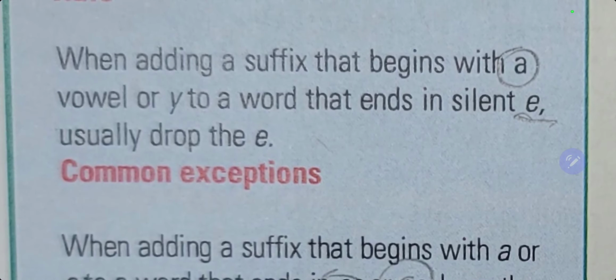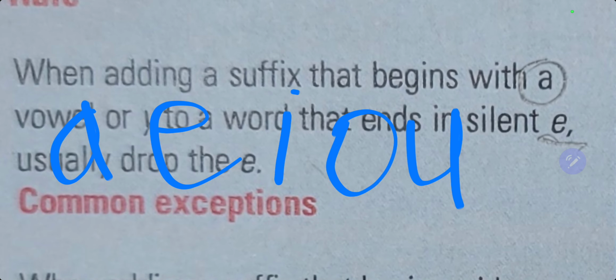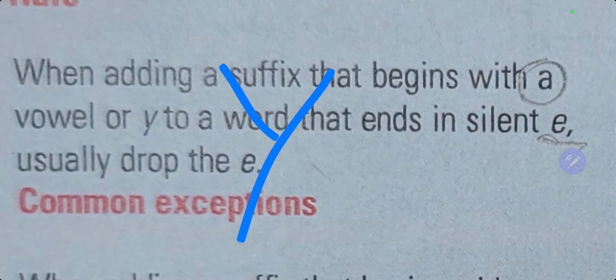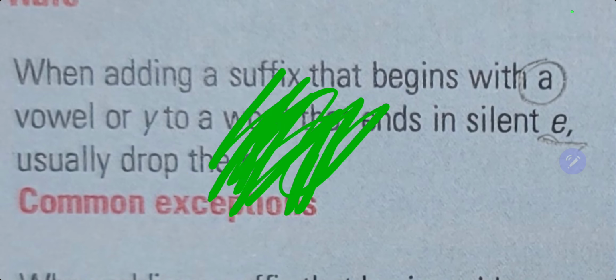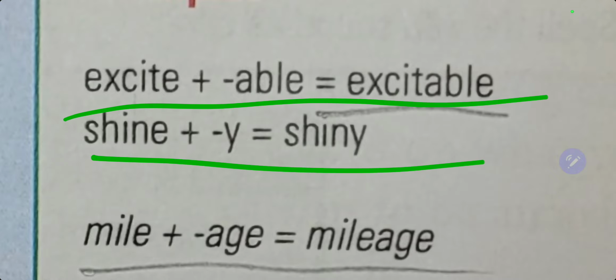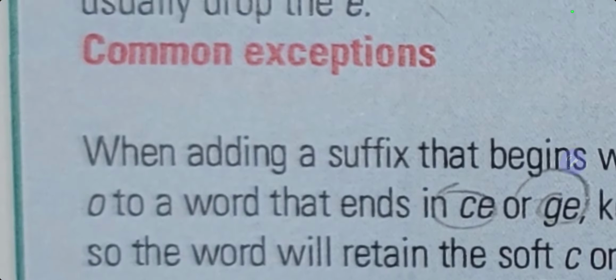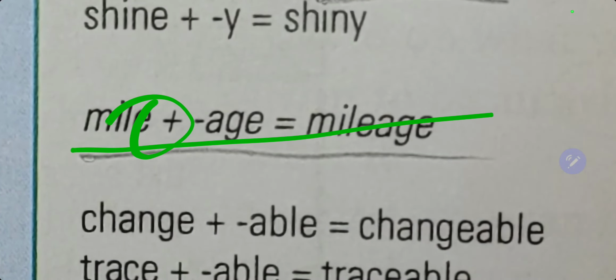When you're adding a suffix that begins with a vowel like A, E, I, O, U, or Y to a word that ends with a silent E, you usually have to drop that E. Okay, let's switch colors. Examples of this are excitable and shiny. Although there are a few common exceptions like mileage, where you still have to keep the E.